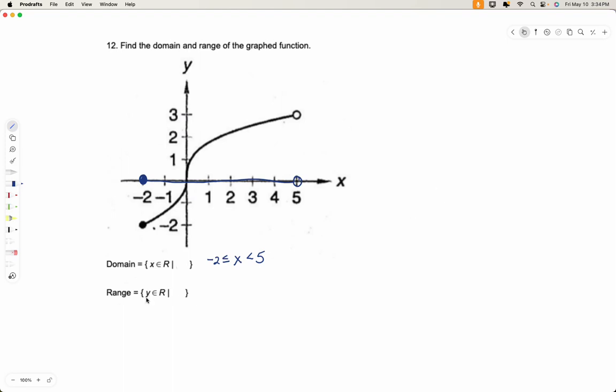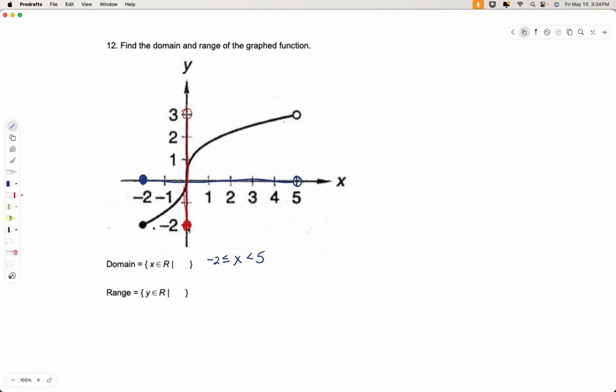Now we look at the y-axis. I'm going to switch to the red so we can see it better. The y-axis is the range. So we do the same thing, only we squish everything to the y-axis. So if I bring this over to the y-axis, it's a filled-in circle. And then here, I squish this over to the y-axis, it's an open circle on the 3. And the line lives, or the y values live, in between.